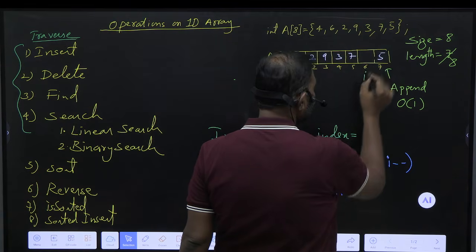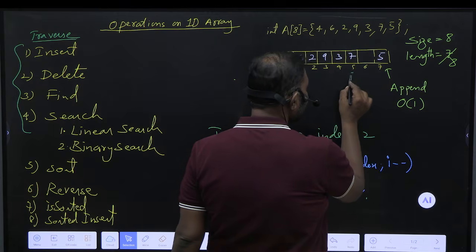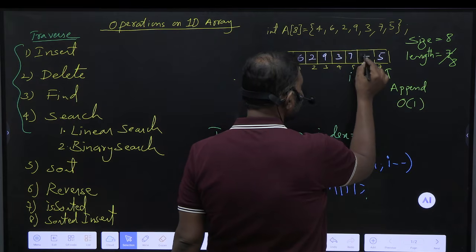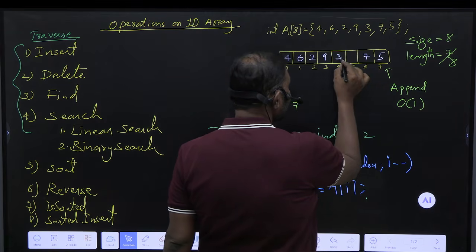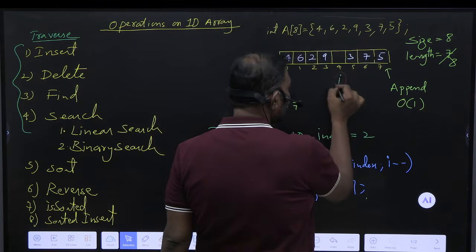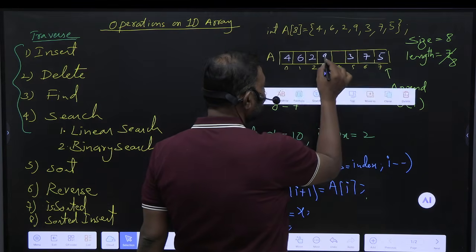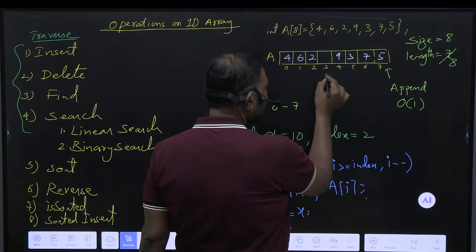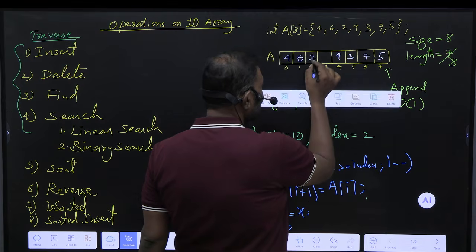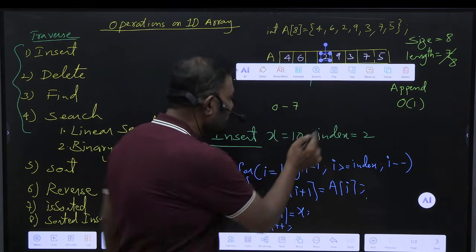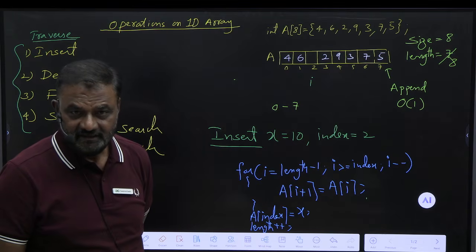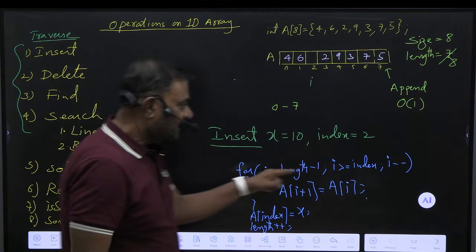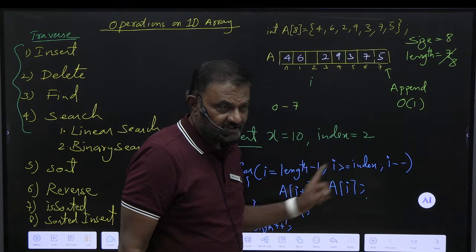5 is shifted. Then i is decremented. Then 7 is shifted. Then i is decremented. Then 3 is shifted. Then i is decremented. Then 9 is shifted. Then i is decremented. Then 2 is shifted. Over. It stops here. Alright? So i is greater than or equal to this one also. It will shift the element.